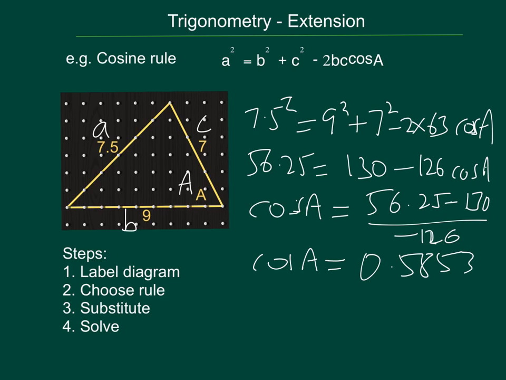So we need to do the inverse of cos to both sides. And on the left-hand side, the inverse and cos cancel each other out, and so we end up with just A equals inverse cos of 0.5853, which is 54.17.